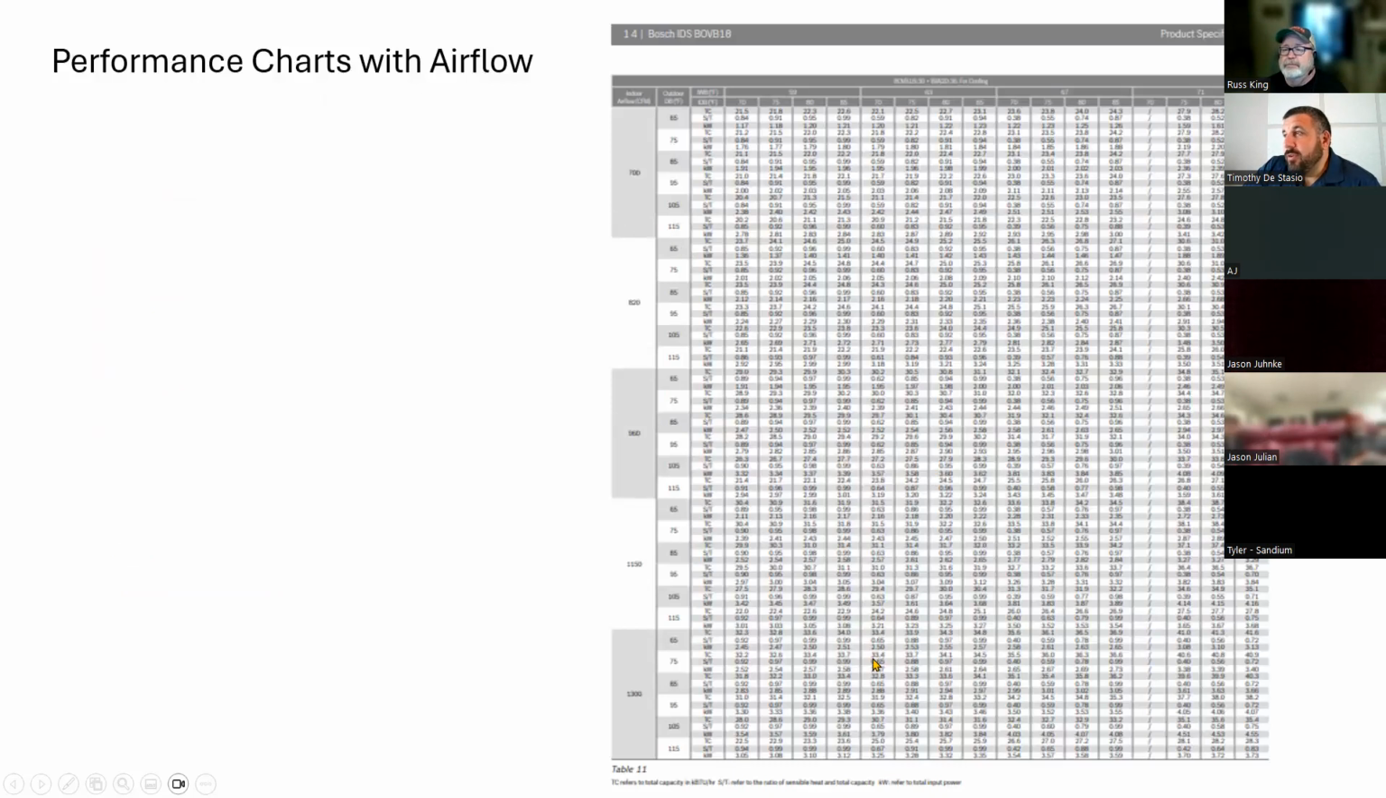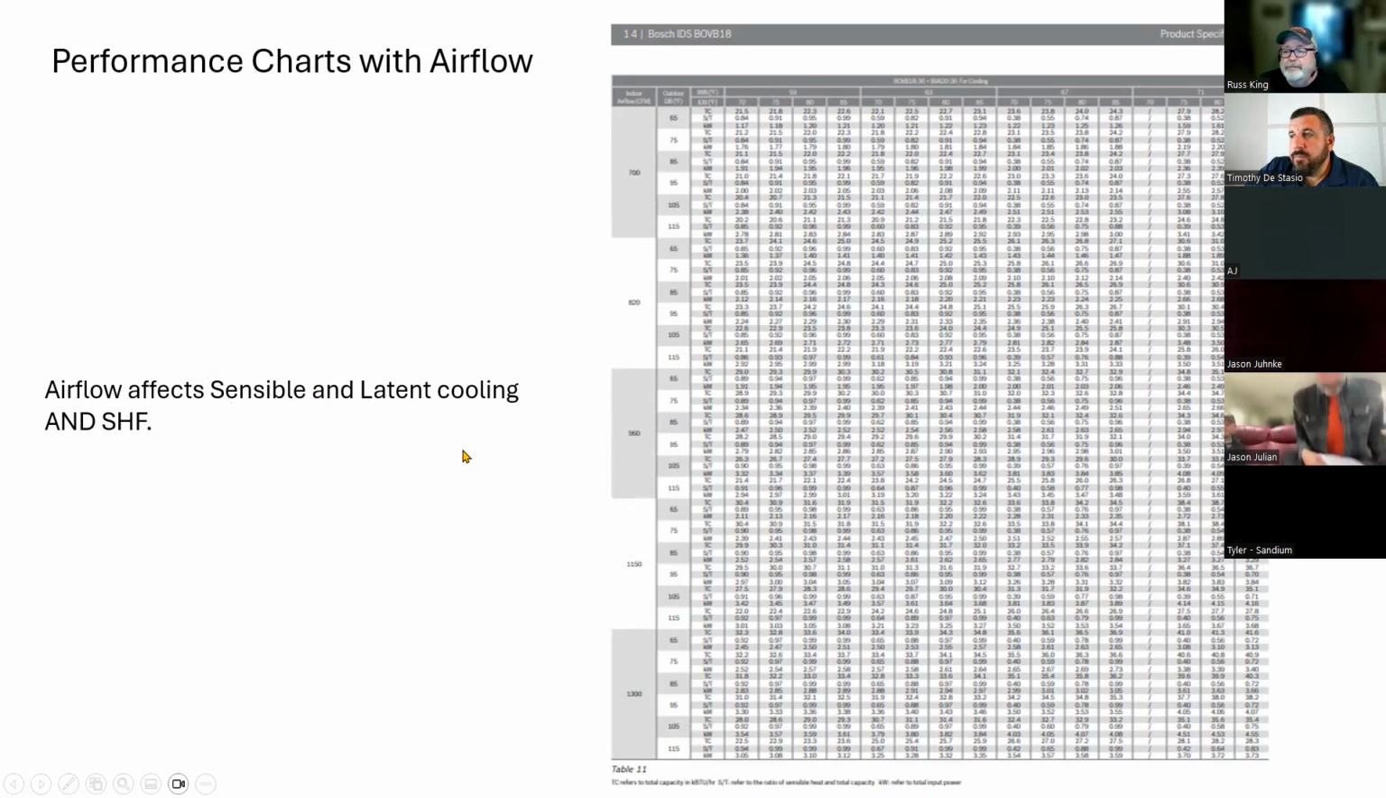Here is a Bosch performance chart for cooling. This is the Bosch system that I put in my house. A lot of numbers here, right? Man, this looks intimidating. Let's break it down. For one thing, airflow affects sensible latent cooling. The more airflow we have, usually the more sensible we'll get and the less latent that we'll get. Bosch is a little bit different because of how they control the compressor, but that's most systems.